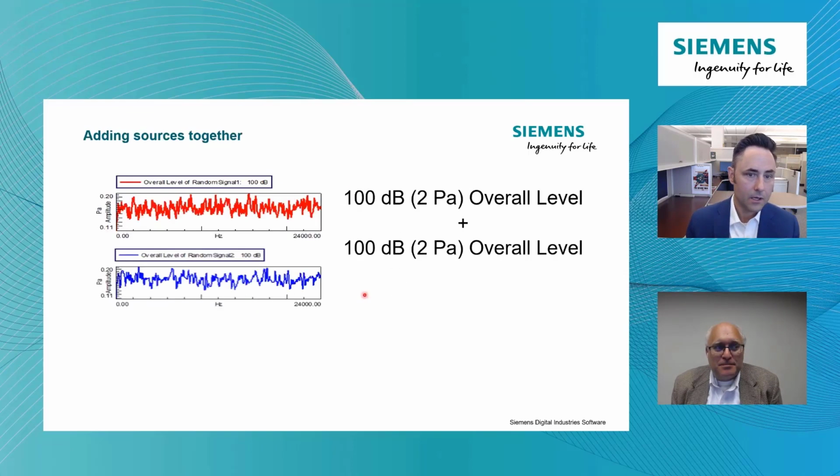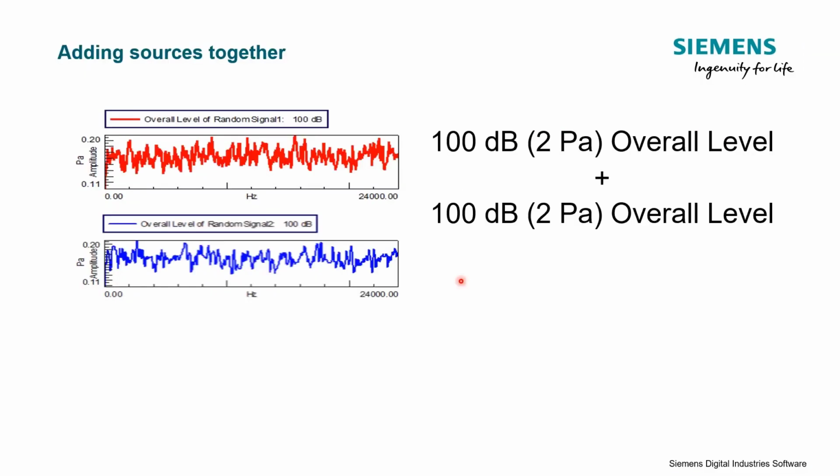Yeah. But let's talk about summing these values now. Okay, so this is an important thing. I've got multiple sources on my machine or whatever product I work on, and I need to reduce the sound level. Let's learn about how these things sum together. Let's say I've got 2 machines, they're running in my office simultaneously, and each of them makes 2 Pascals of sound pressure, or 100 dB. What am I going to calculate for an overall level with both machines running?